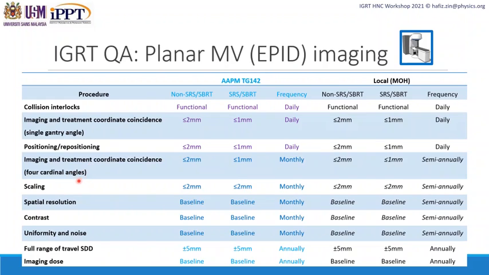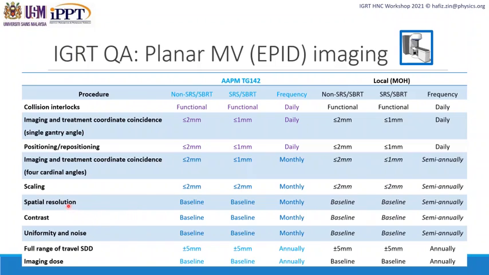Whereas for the imaging and treatment coordinate coincidence at all four cardinal angles, which is 0, 90, 180 and 270 degree rotation, similar magnitude, but this is suggested to be performed monthly by AAPM TG142. There's also the scaling of the images, which should be within 2 mm for both types of treatment techniques and should be performed monthly.